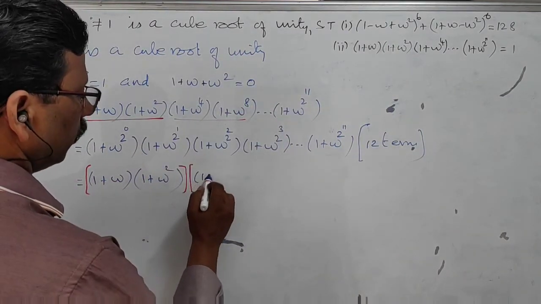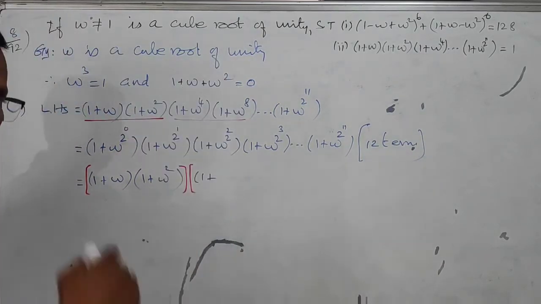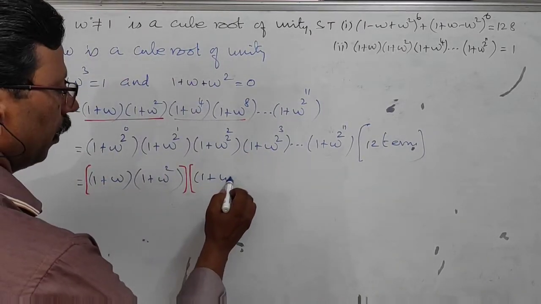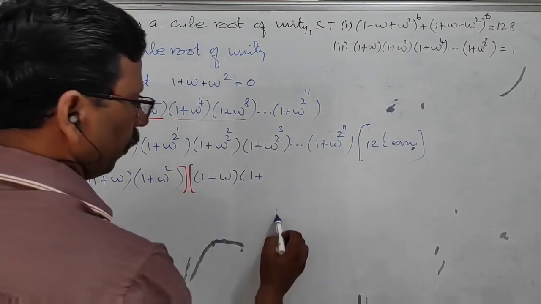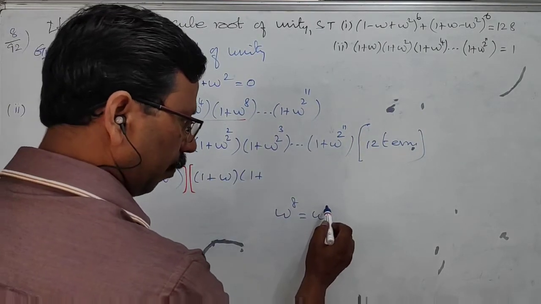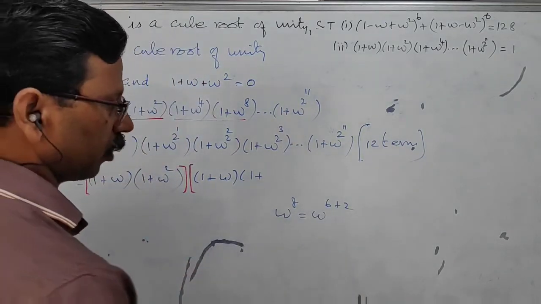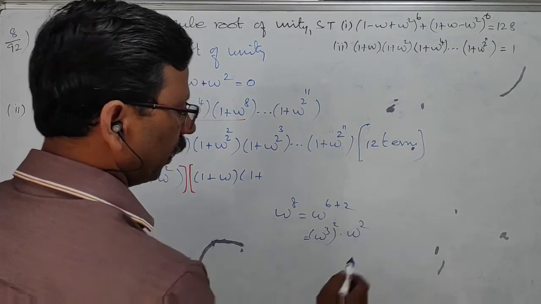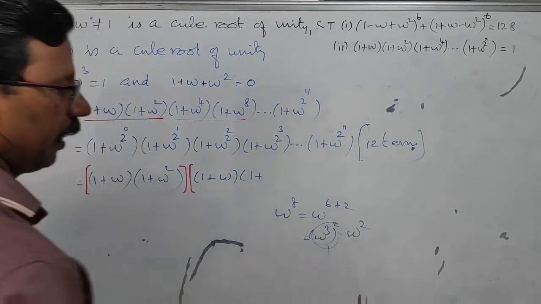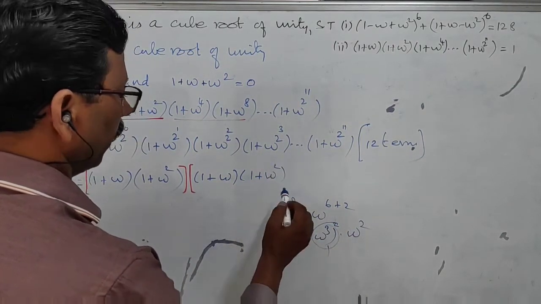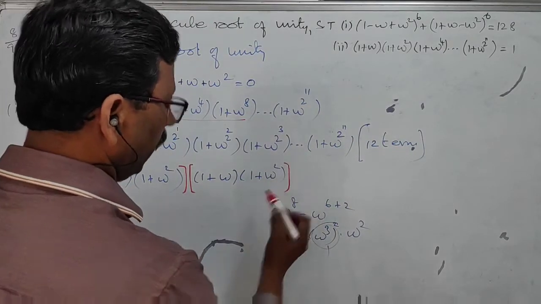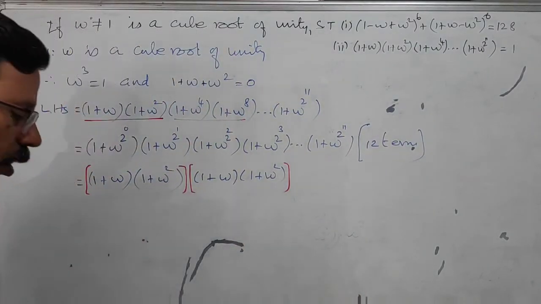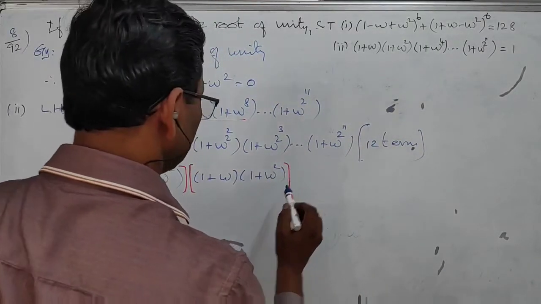See here, 1 plus omega power 4 can be written as omega cube into omega. Omega cube equal to 1 means we get omega. Then omega power 8 you can write as omega power 6 plus 2. This omega power 6 is omega cube whole square into omega square, and omega cube whole square is equal to 1, so we get omega square. Likewise, there are 12 terms in total, but since we are pairing, we get only 6 times.